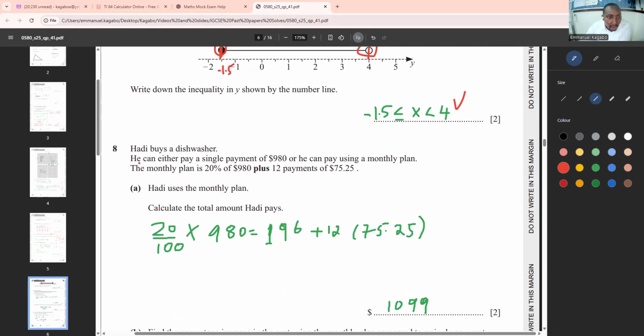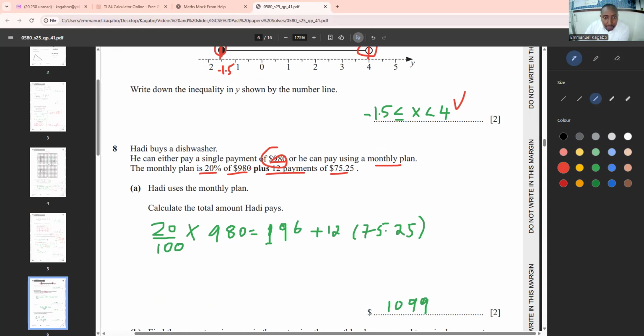Okay, very good. Now, Hadi buys a dishwasher, whatever it can be. He can either pay a single payment of this, or he can pay using a monthly plan. The monthly plan is 20% of this plus 12 installments of this. Hadi uses the monthly plan. By the way, it's good because you're saving your money, but it will be more expensive, but it's very good business-wise. If you're doing business, talk to your business teacher. We'll explain it to you in detail.